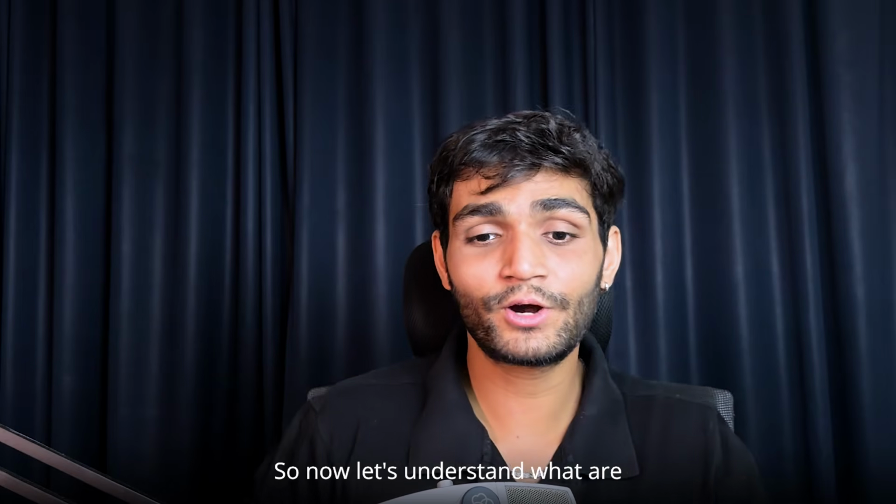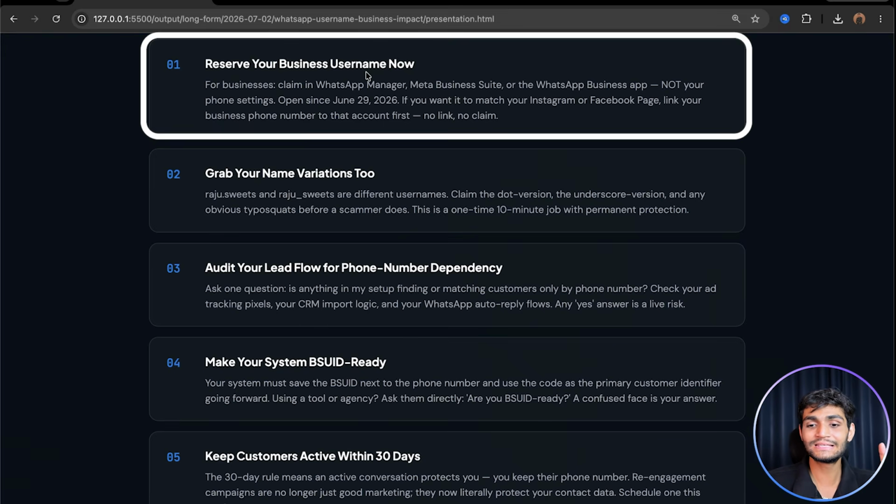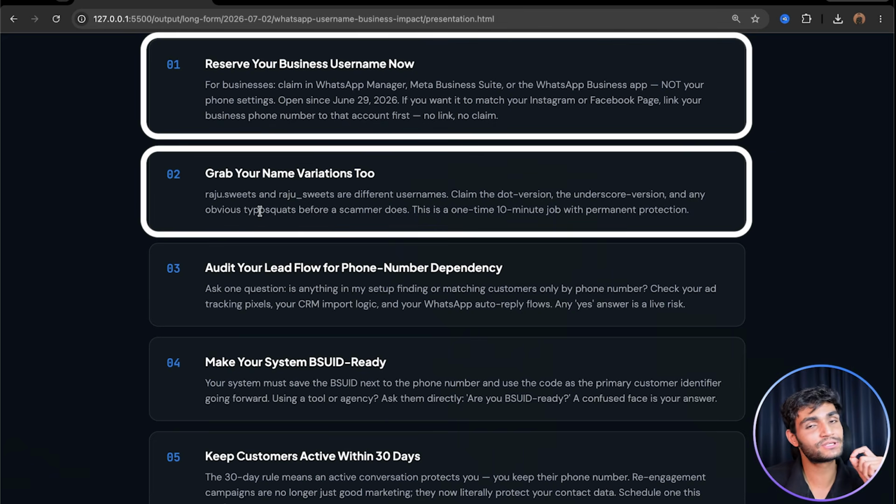Now let's understand the five checklist items which you need to do this particular week. First, reserve your business username right now, because WhatsApp has rolled out this service where you can reserve your username. Though you cannot use your username right now, using the username will roll out in the coming months for different countries, but you can reserve your username right now. Second, grab your name variations as well.